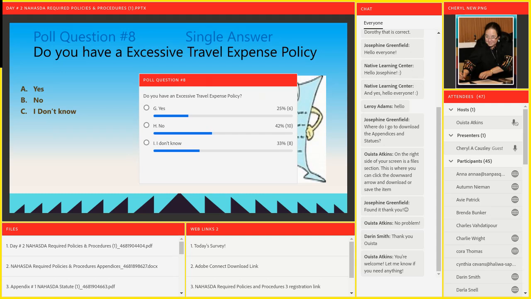Okay, 10, 18, 19, 20, a couple more. We have a yes, we have more no's, and I don't knows. So that's another area you need to look at the statute, the regulations. You're supposed to be having this deduction for your people.